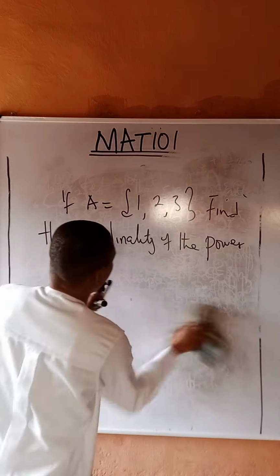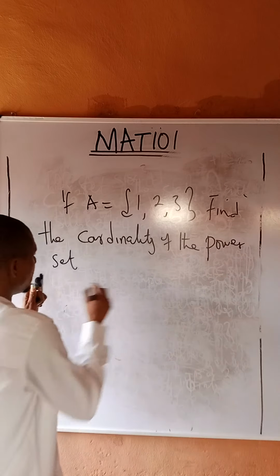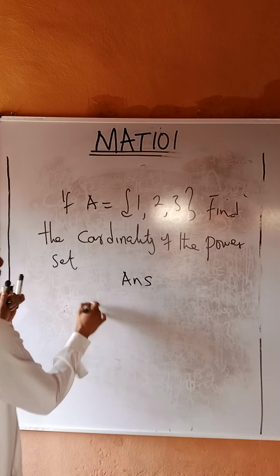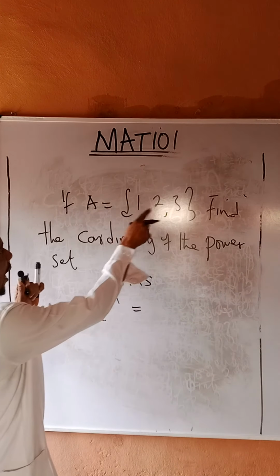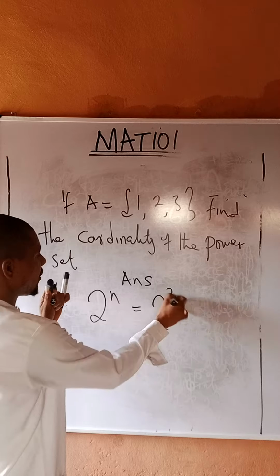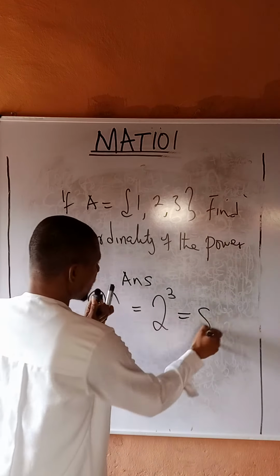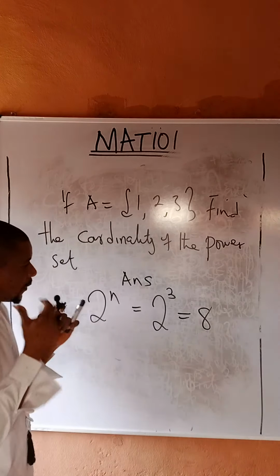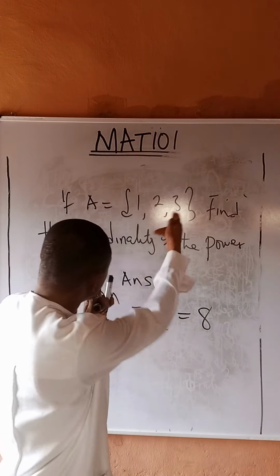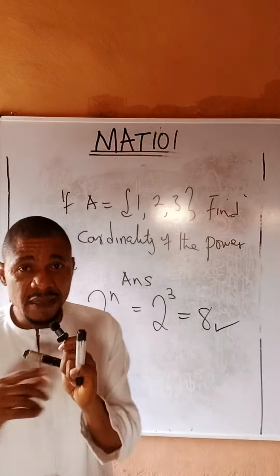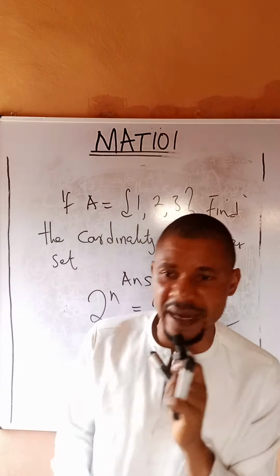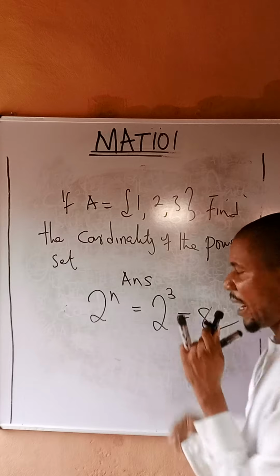So the formula I will apply here is going to be my answer. I will use 2 raised to the power of n. From here, what is my n? 1, 2, 3. So it will give me 2 raised to the power of 3, which is equal to 8. So it means that the cardinality of this power set is equal to 8. That is the formula you must use to find the cardinality of this power set.